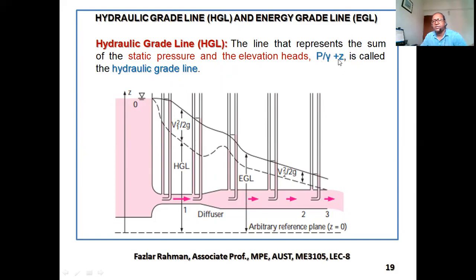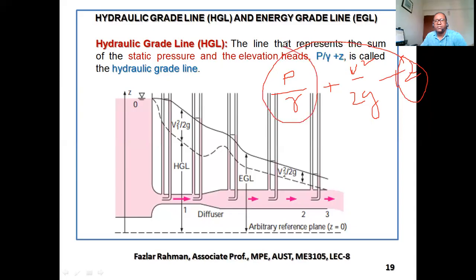Or you can say P plus rho G Z, same thing. This line is called hydraulic grade line. So you see in Bernoulli's equation, we have P by gamma, V square by 2G plus Z. So only these two terms we are taking, P by gamma and Z. Then at different points, you make a line. That line is the bottom dotted line. That line is called hydraulic grade line, the bottom one.